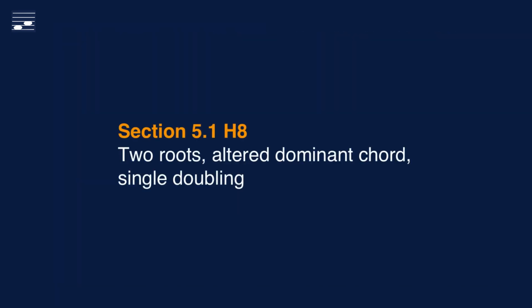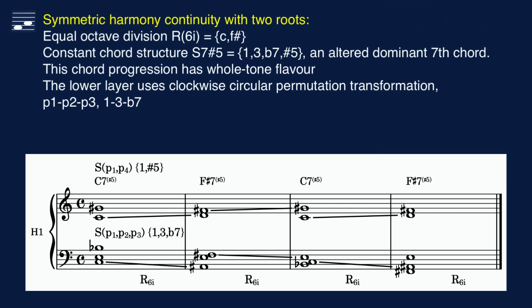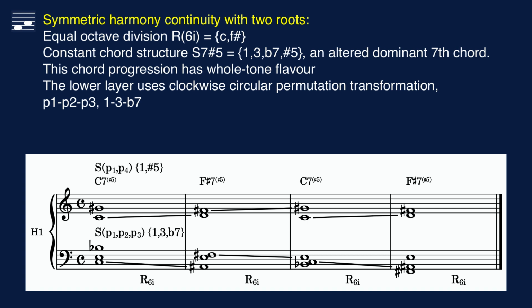We start with the 2-root system with roots at the tritone interval, here C and F sharp. The constant chord structure is an altered dominant 7th chord, with chordal functions distributed over the 2 layers. The essential dominant chordal functions 1, 3 and flat 7 are in the lower layer and undergo clockwise circular permutation transformations. The altered function sharp 5 is in the top layer.